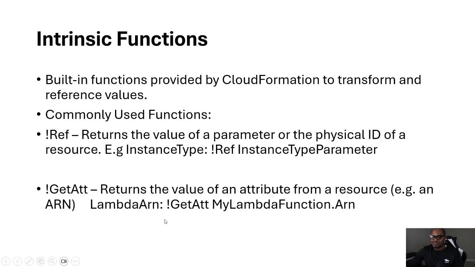And we have intrinsic functions. Intrinsic functions are built-in functions provided by CloudFormation to transform and reference values in your template. Commonly used functions include Ref, which returns the value of a parameter or the physical ID of a resource. You can reference a particular parameter that you have defined like this. Then Fn::GetAtt gets an attribute of a particular resource, and you can use it to get maybe the ARN of a particular resource.